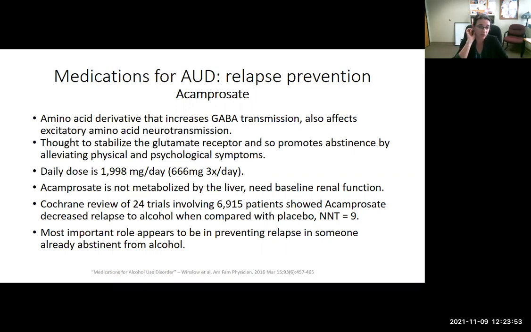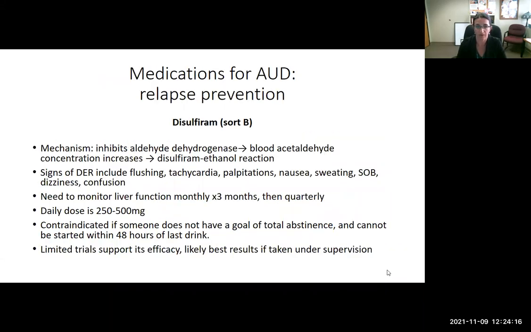A Cochrane review of 24 trials showed acamprosate decreased relapse to alcohol when compared to placebo with a number needed to treat of 9. And its most important role seems to be in preventing relapse in someone who's already abstinent from alcohol. However, if someone does drink with this medication, it's still safe.